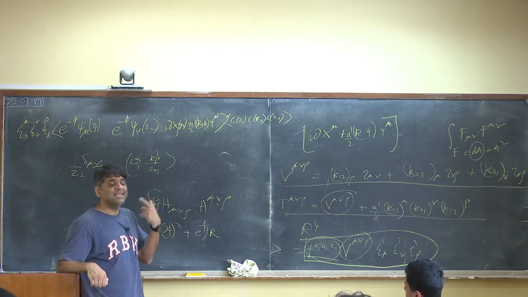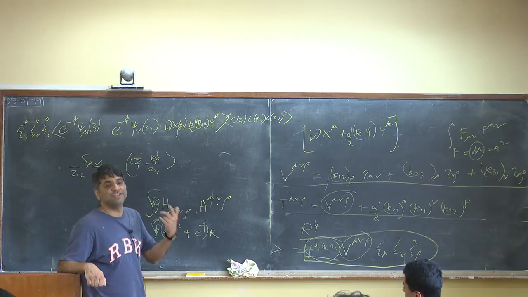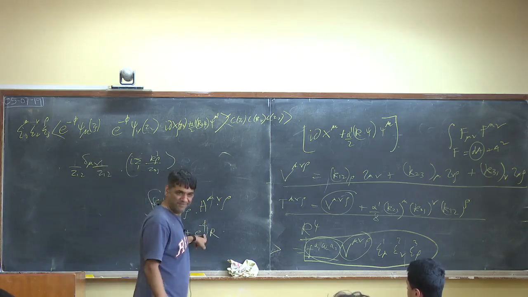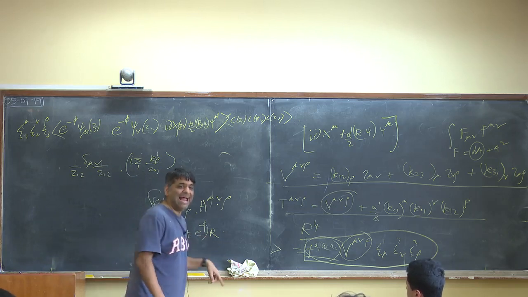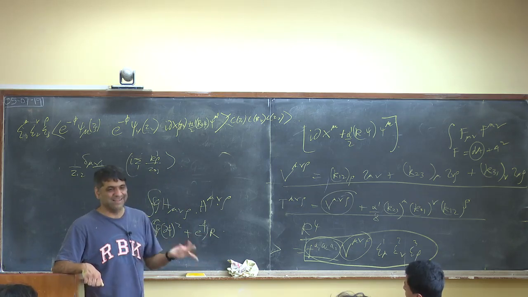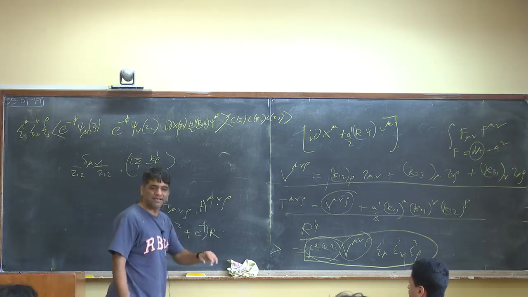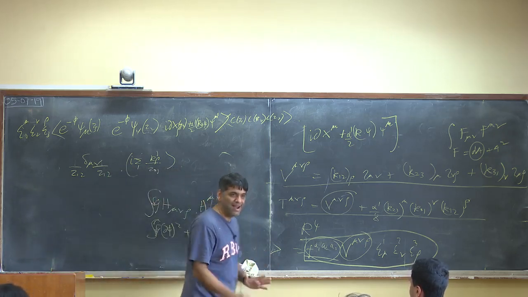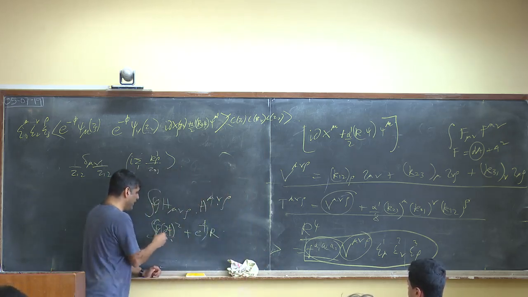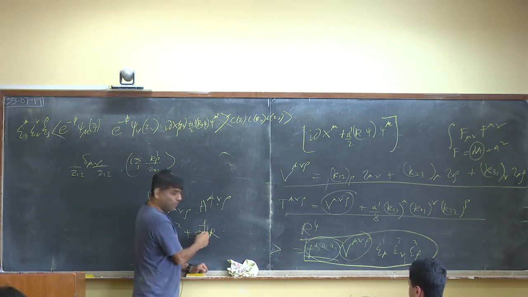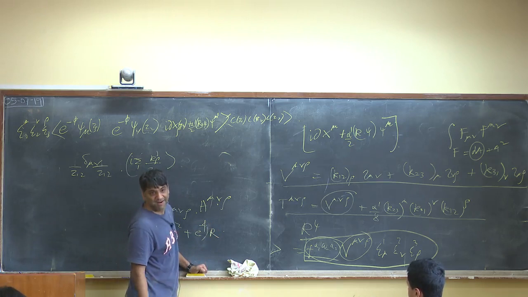But this is an example of a field redefinition business. We can always get rid of this term at the expense of going to the Einstein frame, exactly. It's a Weyl transformation. We'll come back to that maybe next time. Anyway, at the moment, you just check. So this predicts that clearly two phis with a metric has to be non-zero. But it also suggests that one phi with a metric will be non-zero.